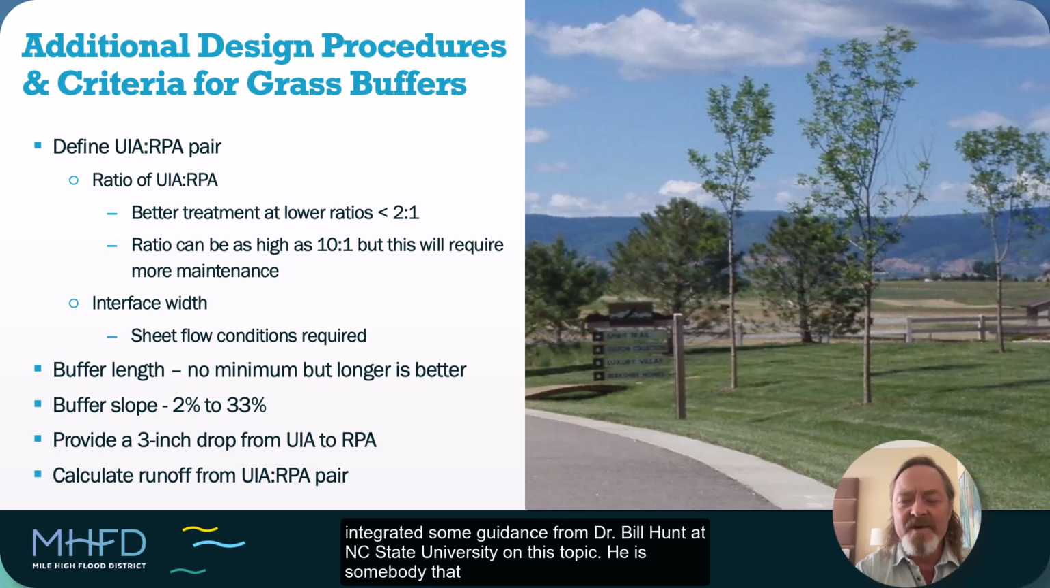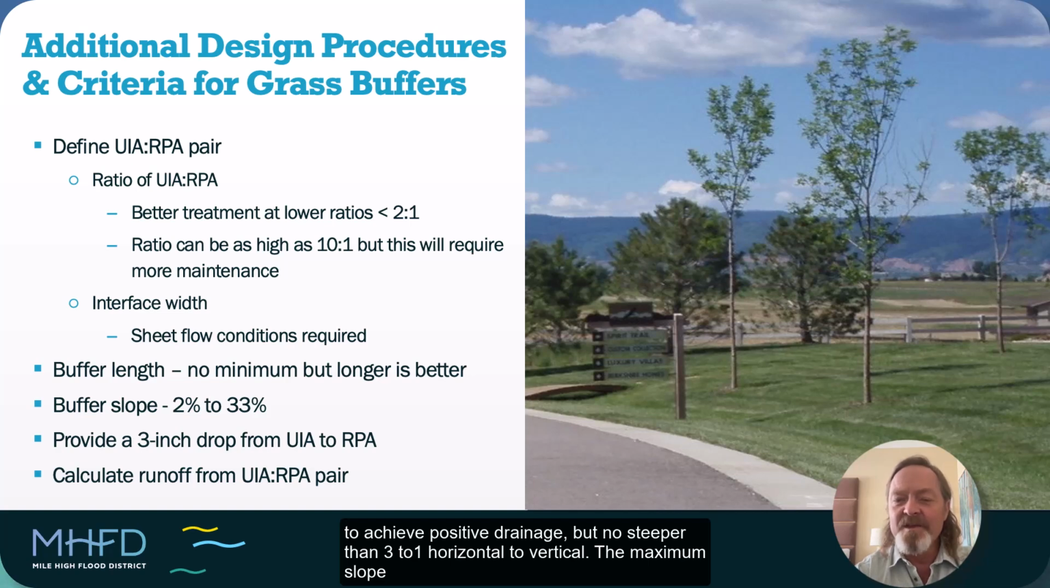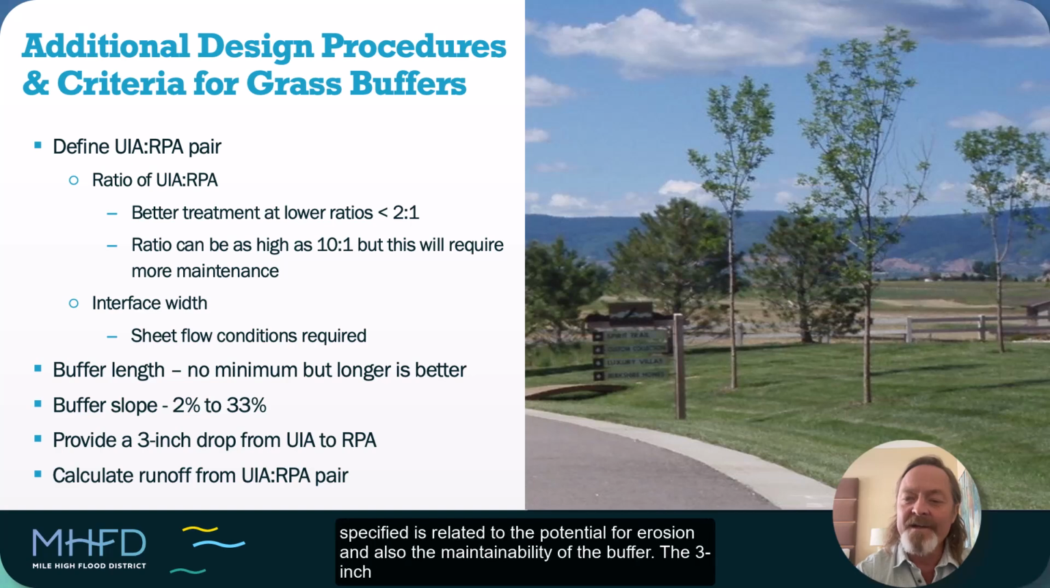We've integrated some guidance from Dr. Bill Hunt at NC State University on this topic. He is somebody that has extensively studied level spreaders and buffers. The buffer slopes should be a minimum of 2% to achieve positive drainage, but no steeper than 3-to-1 horizontal to vertical. The maximum slope specified is related to the potential for erosion and also the maintainability of the buffer.